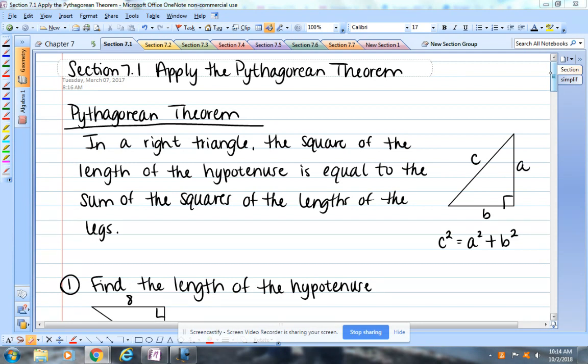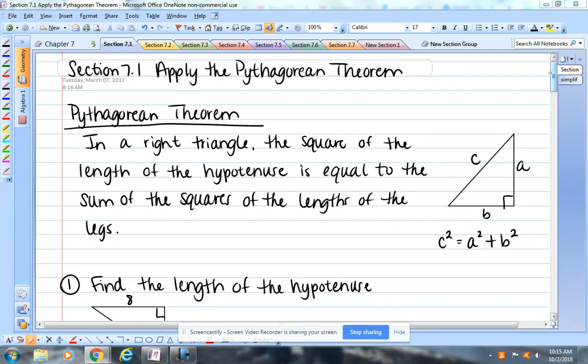So what that means in words is if you have a right triangle, the square of the length of the hypotenuse is equal to the sum of the squares of the lengths of the legs. Lots of words. So you sum all that up as A squared plus B squared equals C squared. C has to be the hypotenuse, and A and B are the legs.